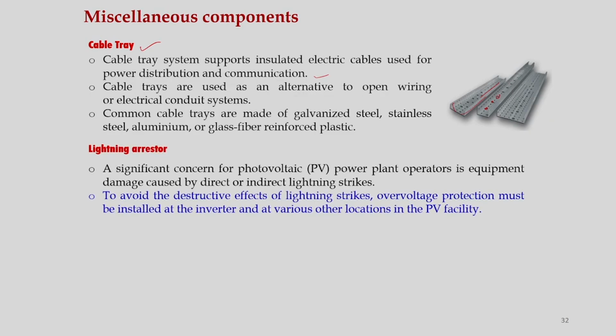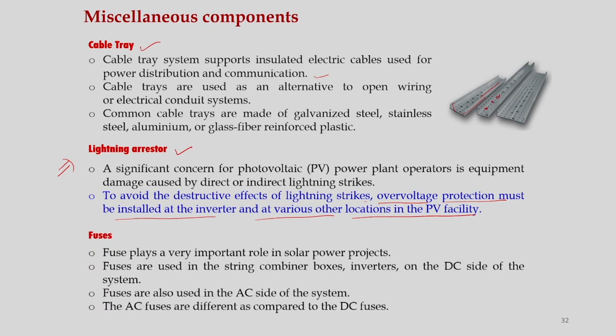And one very important aspect is the lightning arrestor, which is very important to protect the unit. Okay? So, to avoid the destructive effect of lightning strikes, over voltage protection must be installed at the inverter and at various other locations in the PV facility. So, this is very important, because without an arrestor it is very risky, otherwise everything will get damaged. Okay? So, lightning arrestors are primary, and of course fuses are required.